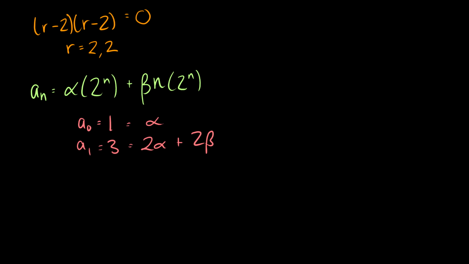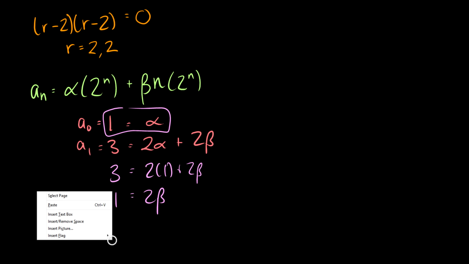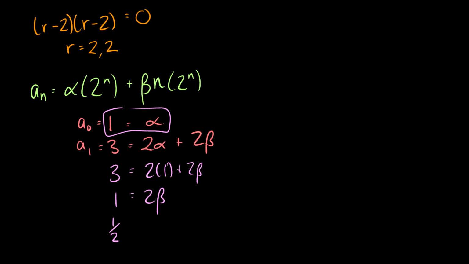So fortunately, we already know that alpha is equal to 1. So 3 is equal to 2 times 1 plus 2 beta. So 1 is equal to 2 beta. So 1/2 is equal to beta. So when we solve our recurrence relation here, we get a_n is equal to alpha, or not alpha, 2 to the n, because alpha is equal to 1, plus 1/2 n 2 to the n.